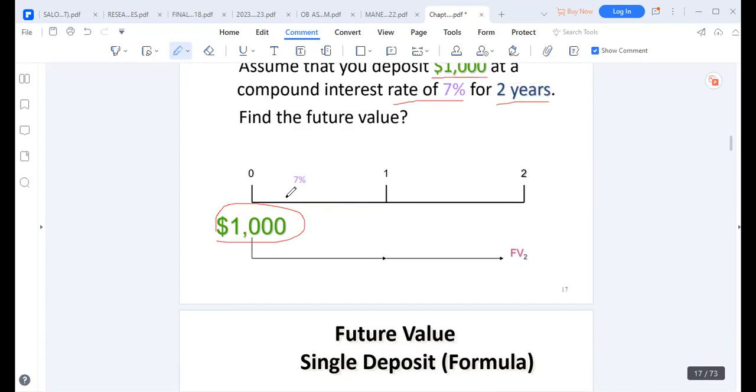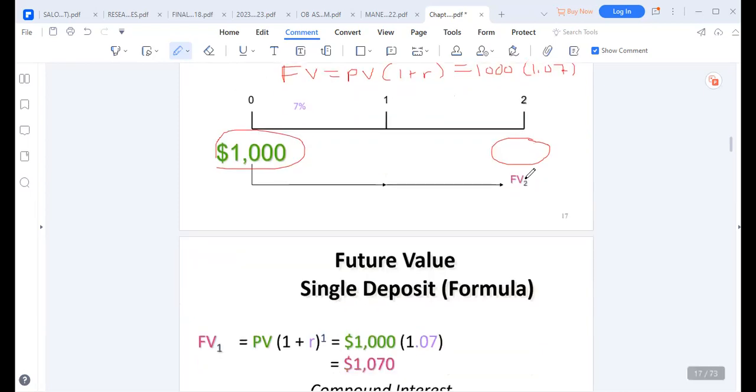So using the formula, future value is equal to present value times (1 plus r) to the power t. So our present value is 1,000. Our interest rate is 7%. And our time is 2 years. When you compute that, it will give you the future value that you're going to have in 2 years. So this is using the computation: 1 plus r to the power time.